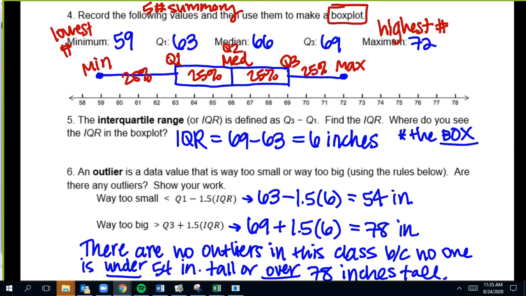So the actual length of each of the sections of the box plot does not have anything to do with the quantity of numbers inside that section. It's always 25% in each part of the box.